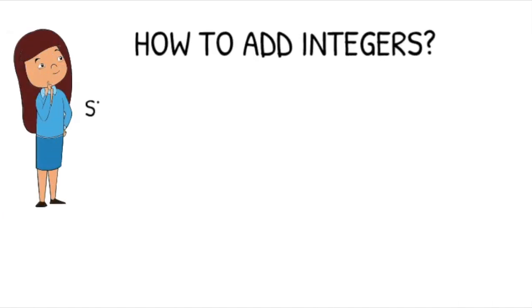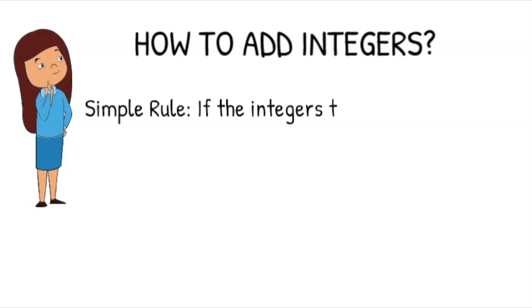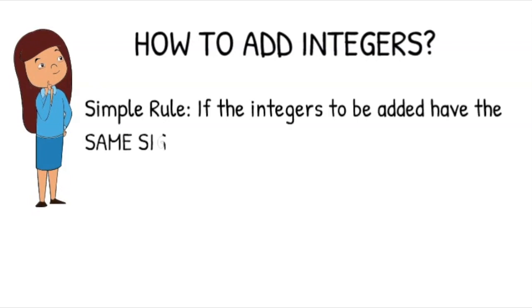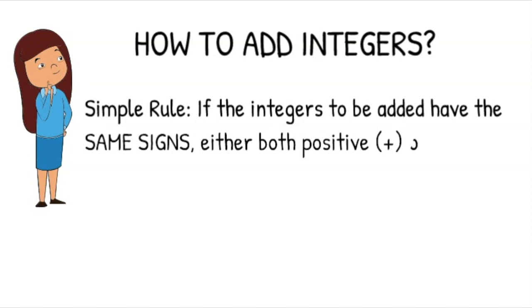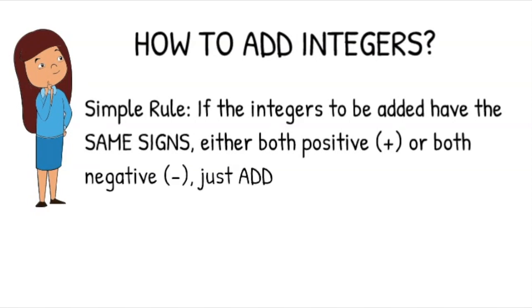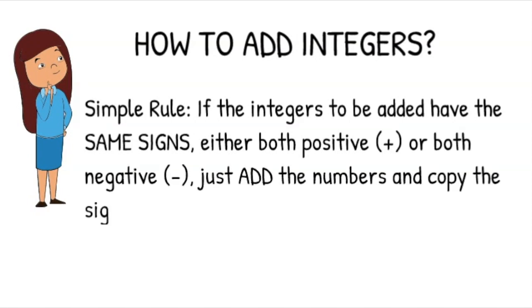How to add integers. Simple rule. If the integers to be added have the same signs, either both positive or both negative, just remember to add the numbers and copy the sign.